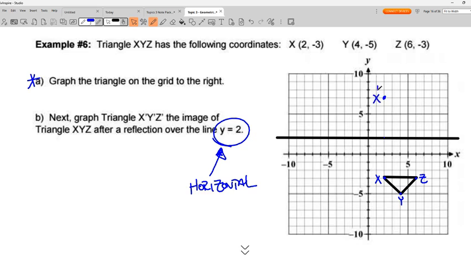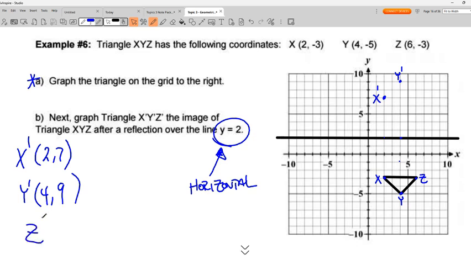And where is X prime? Well, X prime has coordinates of 2, 7. Now we need point Y prime. So let's find point Y. Here it is. Count up to the line y equals 2. 1, 2, 3, 4, 5, 6, 7. Now we'll go 7 units above. 1, 2, 3, 4, 5, 6, 7. Right here is the point Y prime. And its coordinates are 4, 9. 4 to the right of the origin and then up 9.